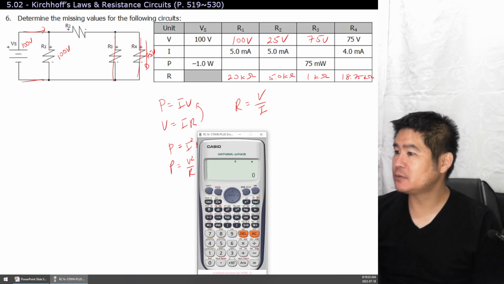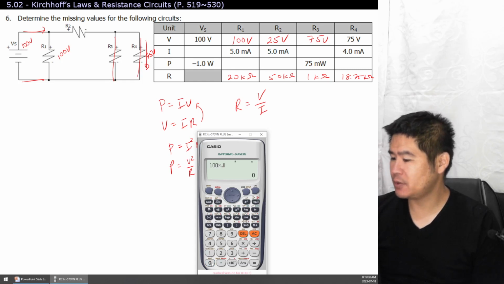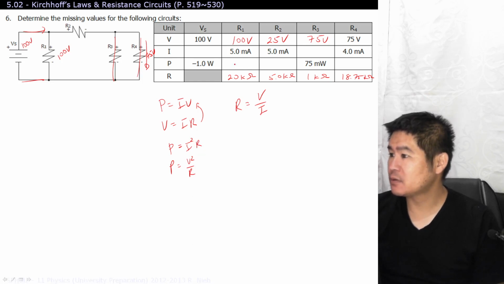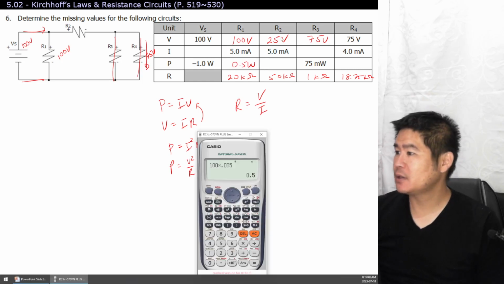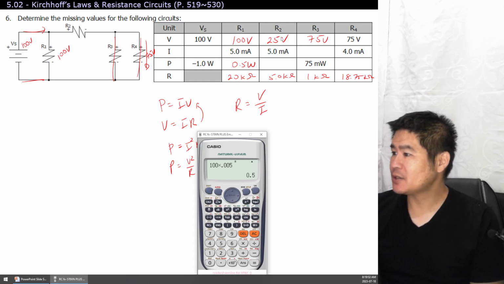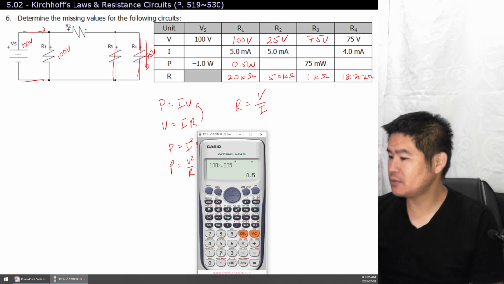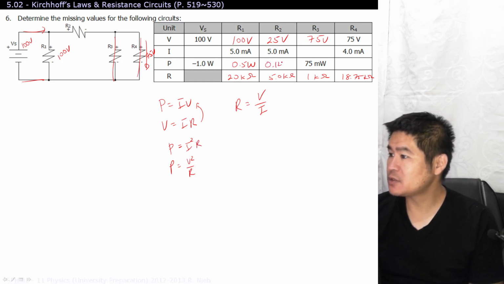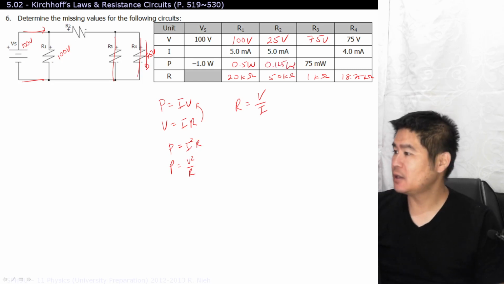As for power, power is equal to voltage times current. So 100 volts times 0.005 amperes will give you 0.5 watts. And I hope you get the idea for the rest of it. That's all you're doing for the remainder. I just want to show you something neat before I move on. How about I do the next one, which is 25 times 0.005 gives you 0.125 watts.